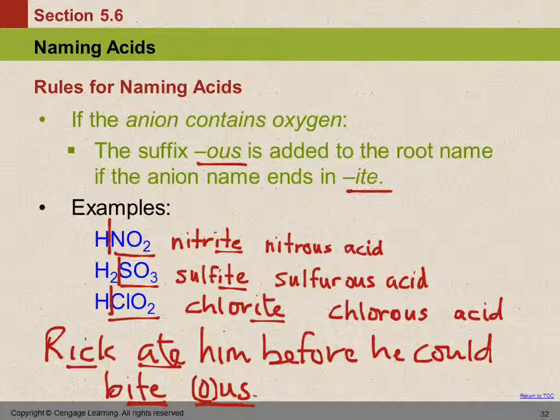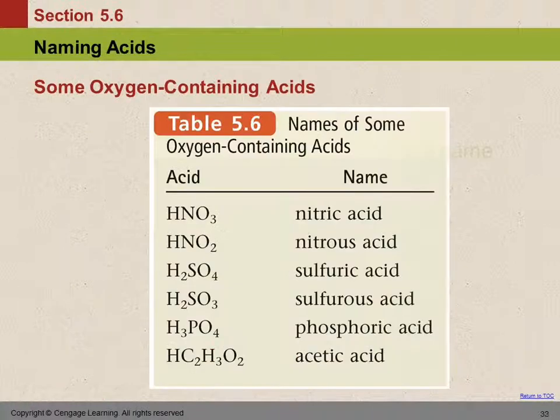Any questions? So we've got two kinds of acids. Ones without oxygen, we use the prefix hydro, and those all end in ic acid. And then we've got the ones with oxygen. Rick ate him before he could bite us. If the oxyanion has an ite ending, we change the ending to us. If it's got an ate ending, we change it to ic. I think we've probably got an example here.